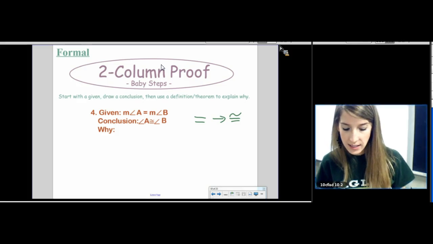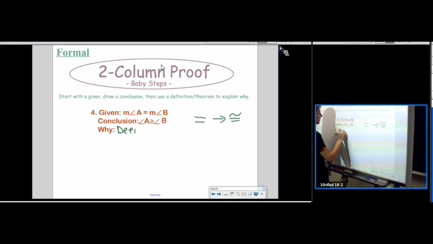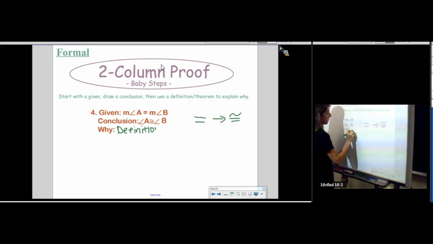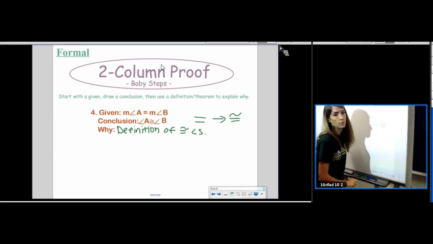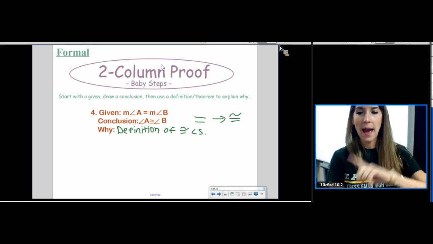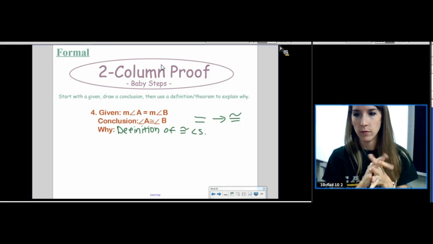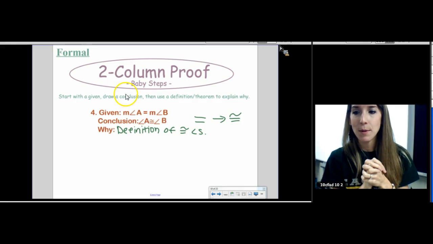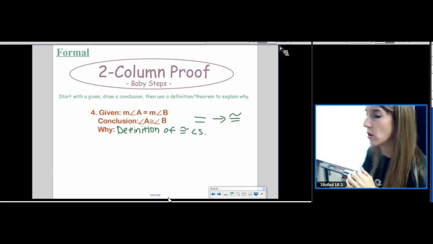Good. It is number 14, but in the y we would write definition of congruent angles. And that lets you switch back and forth and back and forth. Equal to congruent, congruent to equal. If it was segments, you'd write definition of congruent segments. This was just definition of congruent angles.